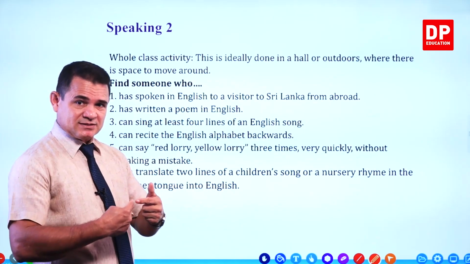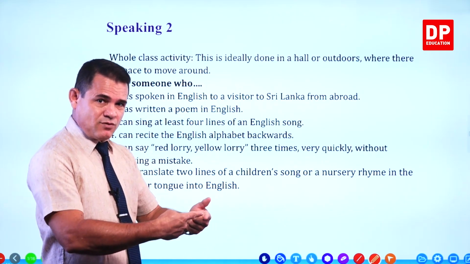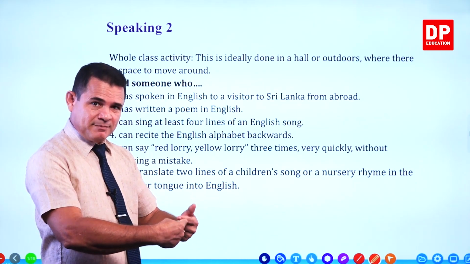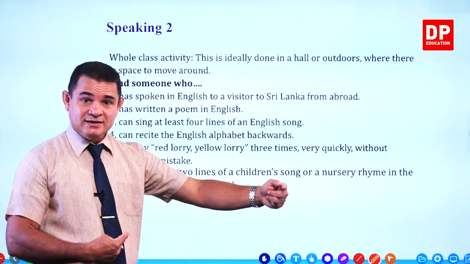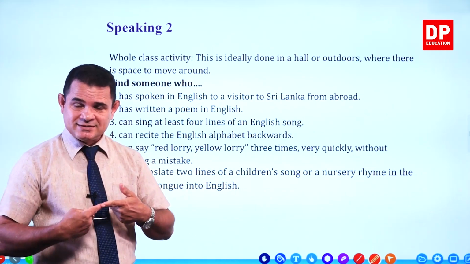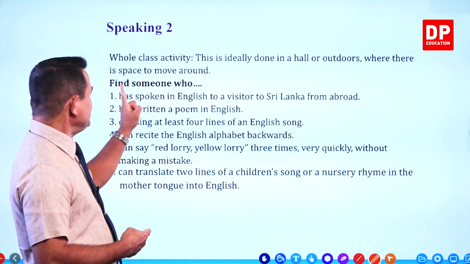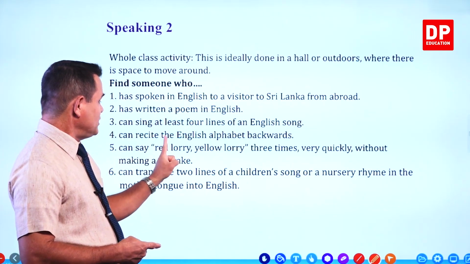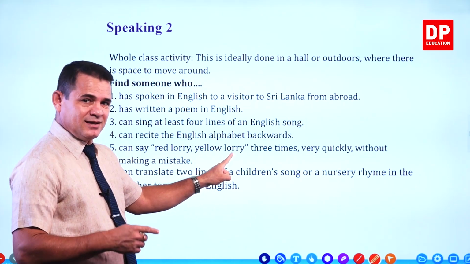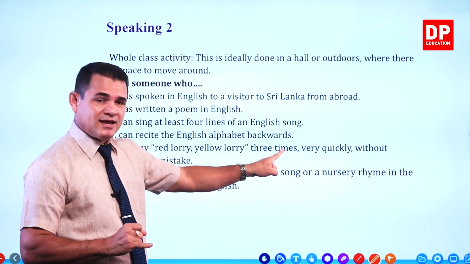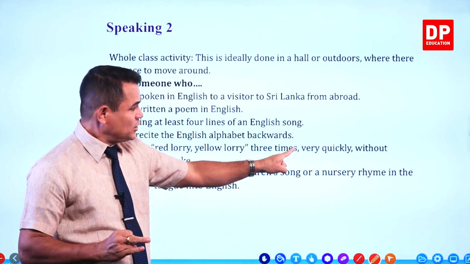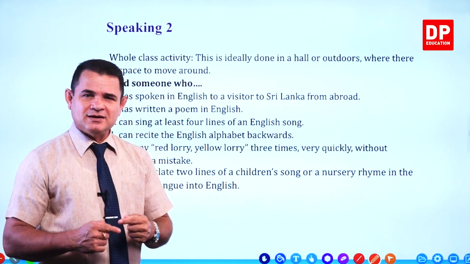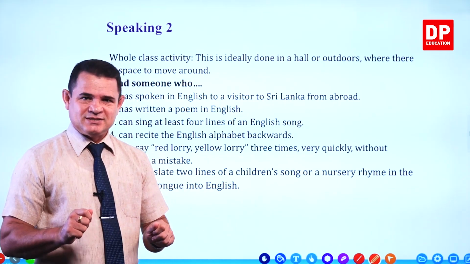Backward means going in reverse. A, B, C, D is forward, starting with A. Backwards you have to start with Z, Y, like that. You have to reverse. Then find someone who can say red lorry, yellow lorry 3 times very quickly without making a mistake.